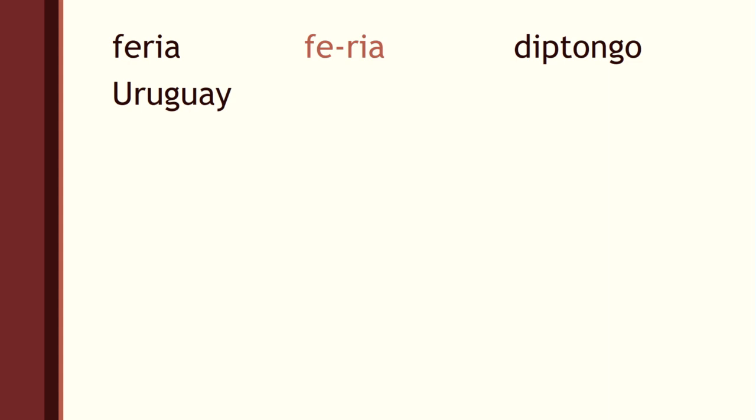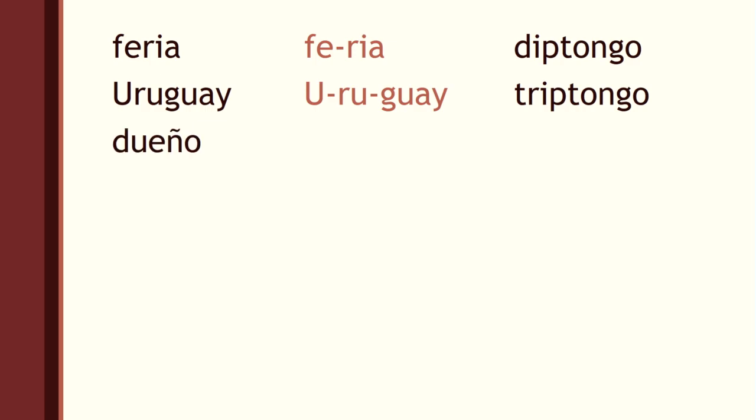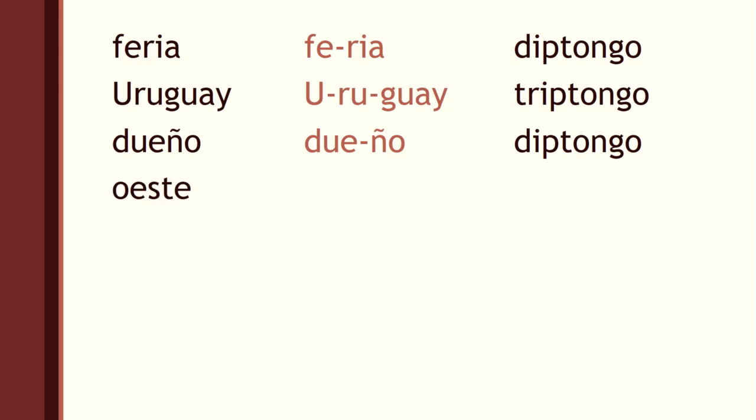Okay, Uruguay. And you already have this word divided into syllables. So what do we have there? We have a triptongo. Remember that Y at the end counts as an I. So it's like a vowel. So we have U-A-I, basically. So it's a triptongo. Okay, we have dueño. Divide that into syllables. And it's dueño. And then what do we have there? We have a diptongo. Muy bien. Oeste. How would you divide that into syllables? Okay, it's oeste. And what do we have there?